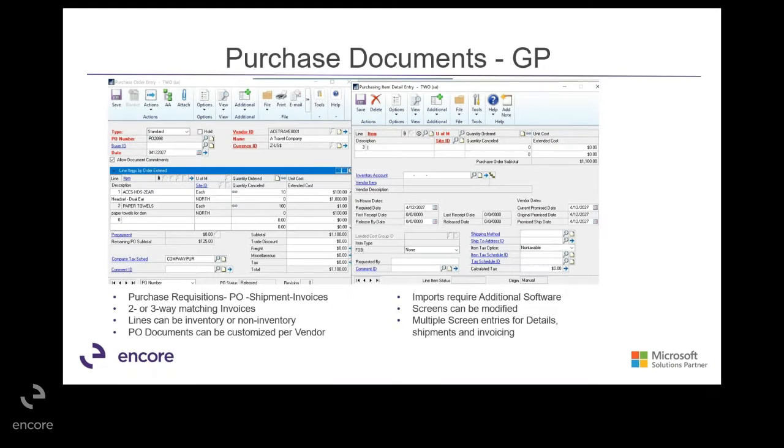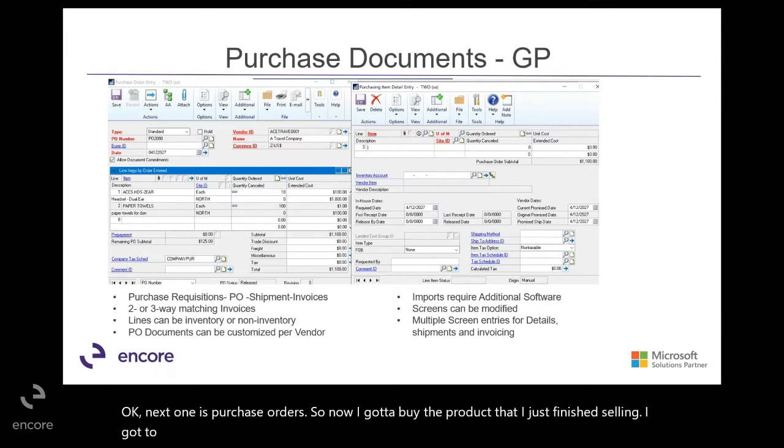Okay, next one is purchase orders. So now I got to buy the product that I just finished selling. I got to replace it. So what we've got here is purchase requisition. What we have in GP is a purchase requisition which can be entered and approved.